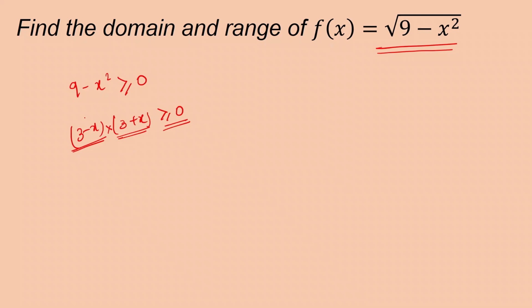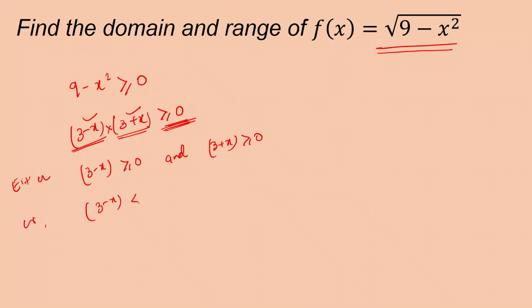The two cases are that either both of the numbers are positive, because in that case multiplying two positive numbers will give you something positive greater than 0, or the numbers can both be negative, because if you multiply two negative numbers as well you get something greater than 0, that means positive. So there are two cases. Case 1, either both of 3 minus x and 3 plus x are positive. Positive means greater than or equal to 0, remember. Or the second case is that both of these 3 minus x and 3 plus x are negative.